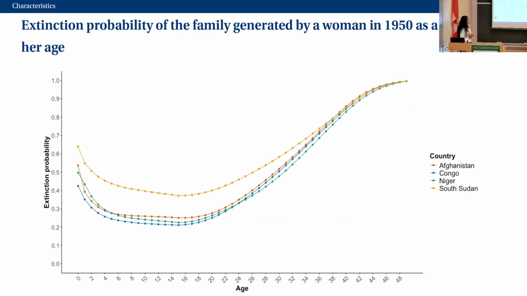So here what you see is the extinction probabilities of families generated by a woman in 1950 as a function of her age. And we see that for all the countries that I have listed there, it has a U-shaped curve. So the lowest probability of extinction is when the family starts by women in the age group 15 to 25. But what's quite concerning here is the curve of South Sudan. We see that for all age groups, the family line started by all women is a lot higher in comparison to the other countries. So this is telling us a lot about the level of mortality in these countries, right?